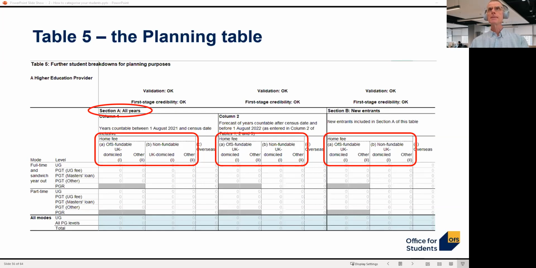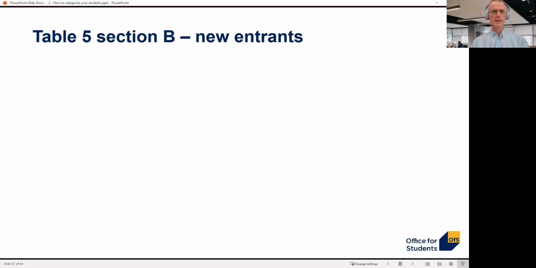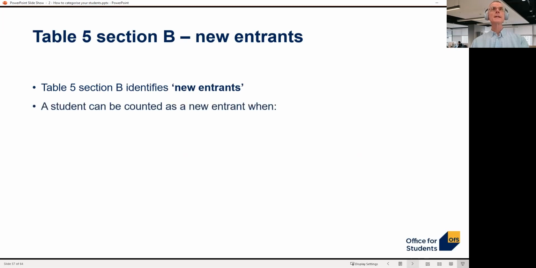But also section B on the right here is headed new entrants, and it's convenient to look at that because it's something that we've talked about briefly, and it's the last of our classifications really today. So let's just talk briefly about new entrants. Again, this is something which I think gets touched on later, so this is by way of a preview. New entrants, we need to categorize these in section B of table 5, and the student is counted as a new entrant when they first generate a countable year for that instance.